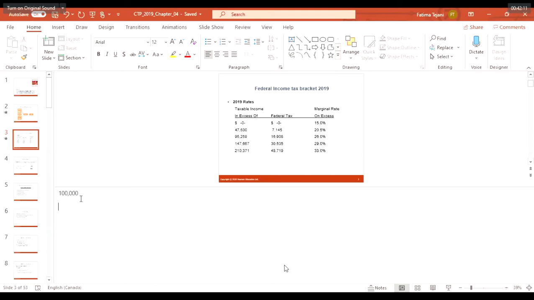Okay. So now suppose 100,000 is the amount. So for the first 95,259, what is the amount? 16,908. Okay. And what is the balancing amount? 100,000 less 95,259, right? What is the balancing amount? 4,741.